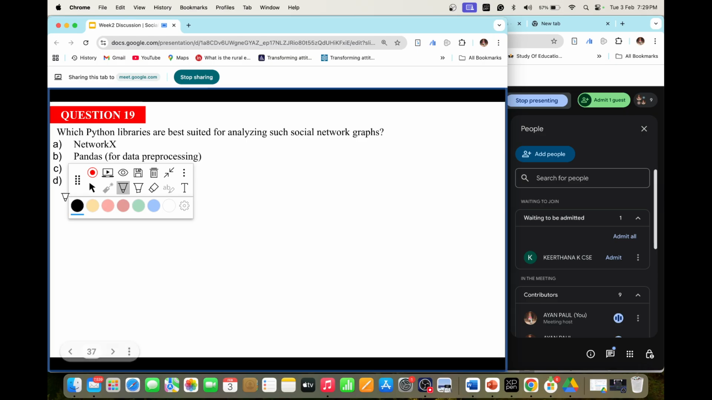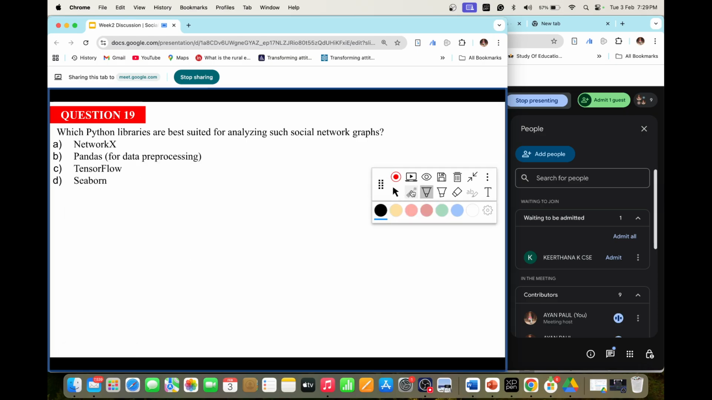So which Python libraries are best suited for analyzing such social networks? NetworkX, pandas for data processing, TensorFlow, and Seaborn. Okay, so any guesses for this? Very easy, right? NetworkX and ABC, pandas, ABD.